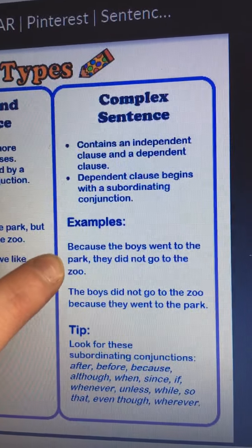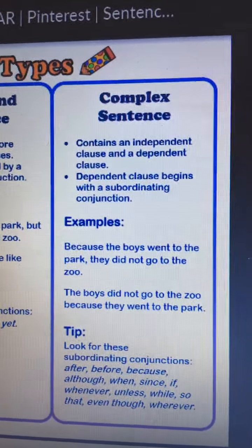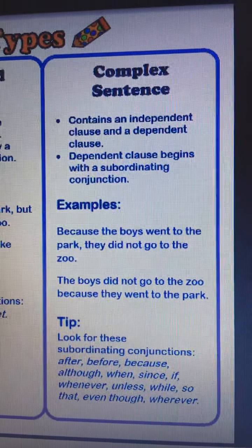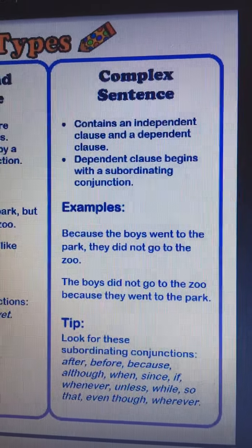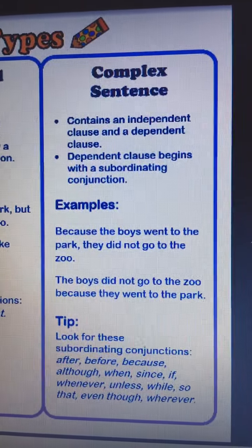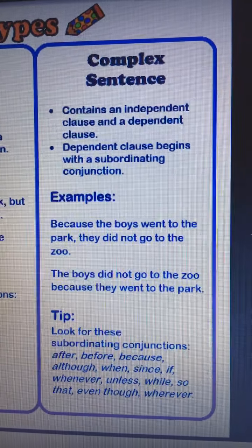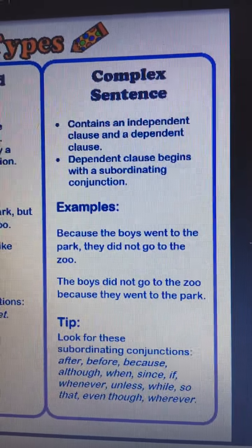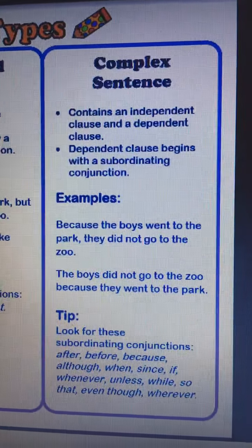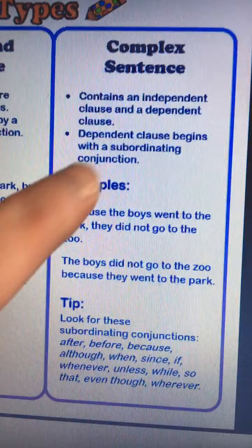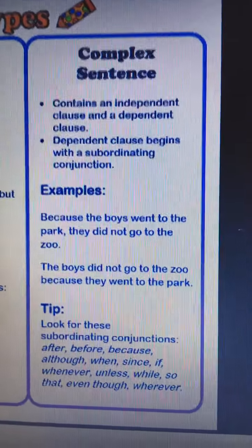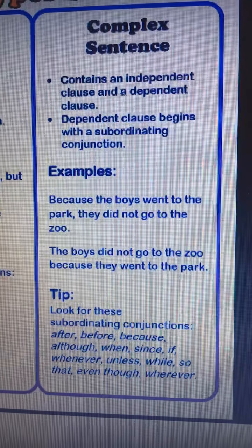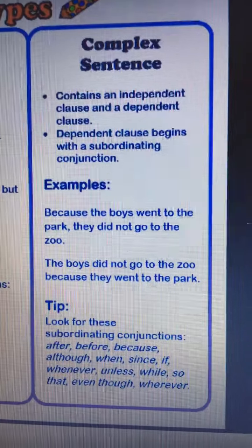This makes it so that there are 2 separate ideas, but they really have to go together. We couldn't separate it and say, because the boys went to the park, period. That would not make sense on its own. We have to follow it with, they did not go to the zoo. Now we know why the because is there. This is why I tell you in class not to start sentences with because. If you're not careful in the way you write them, they will end up not making sense. But this is a way we can do it.